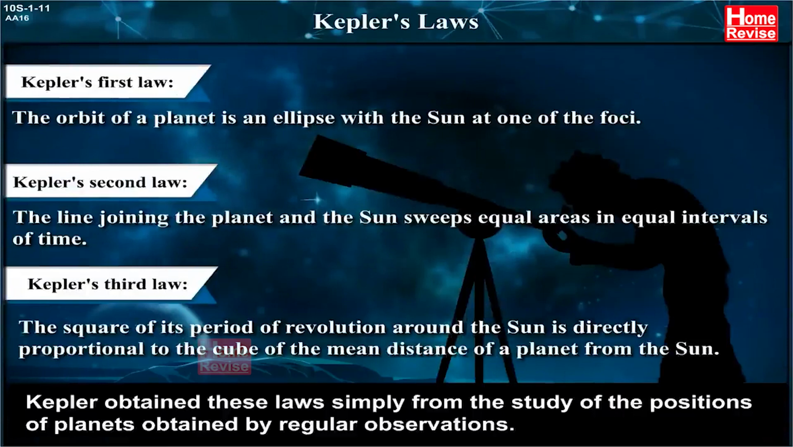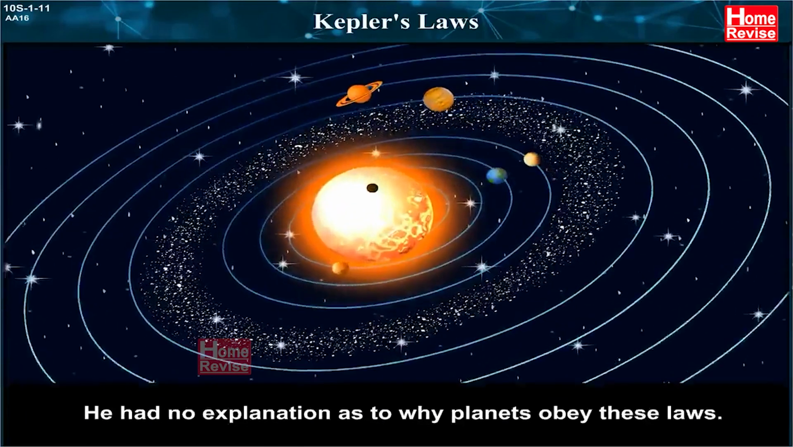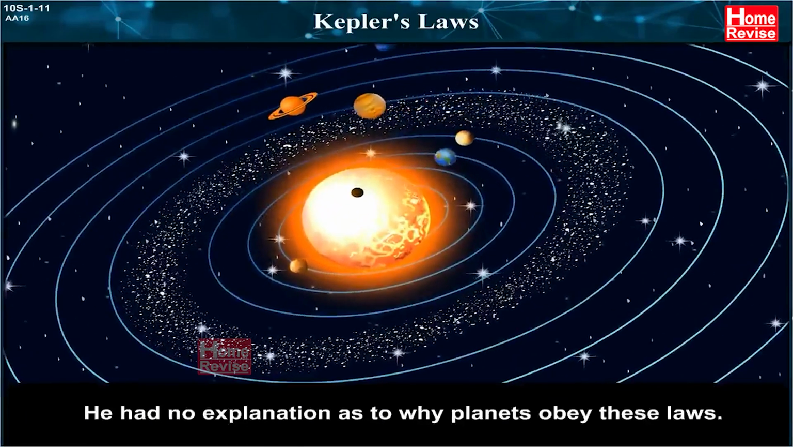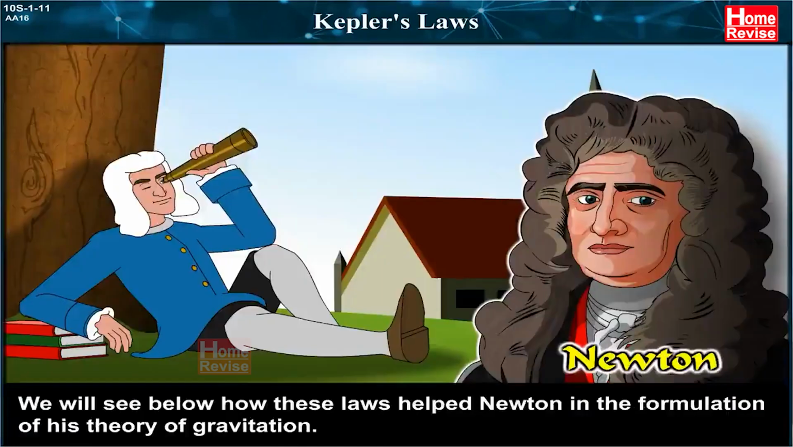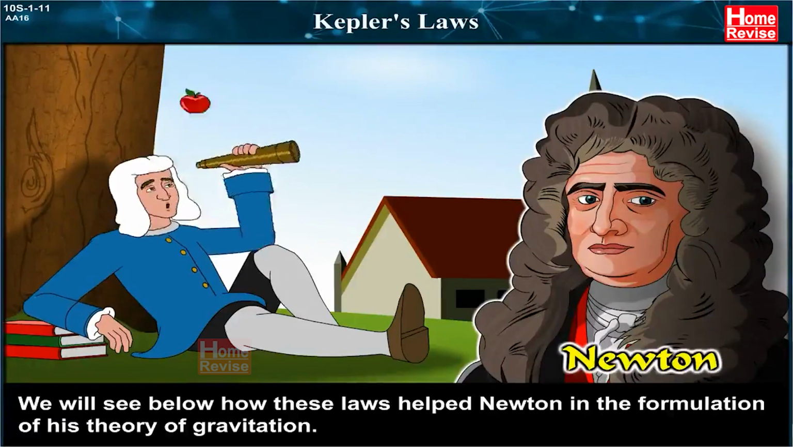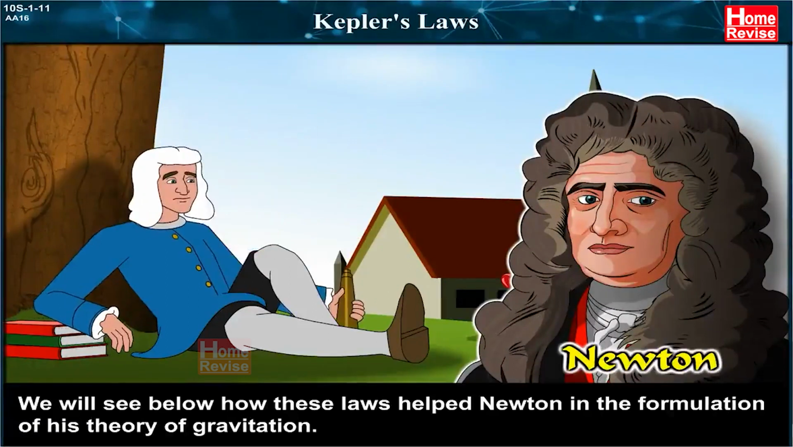Kepler obtained these laws simply from the study of the positions of planets obtained by regular observations. He had no explanation as to why planets obey these laws. We will see below how these laws helped Newton in the formulation of his theory of gravitation.